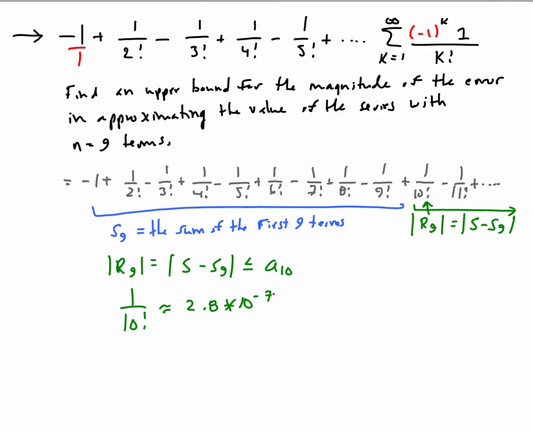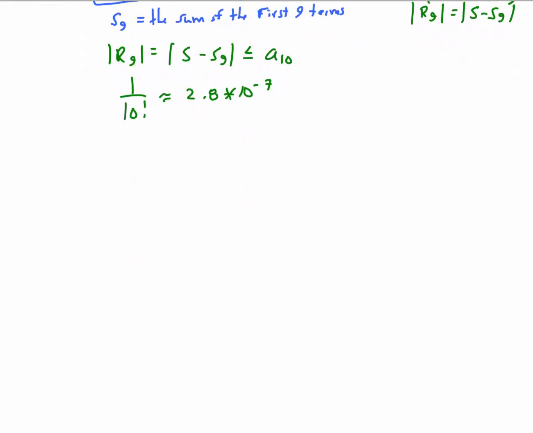So that's the upper bound for the magnitude of the error. That's the highest it could be. It could be somewhat lower, but that's the upper bound for it. And again, we find that by our R sub 9 right here. So that's another example of where we can use these remainders. Okay, now let's go ahead and talk about absolute and conditional convergence.